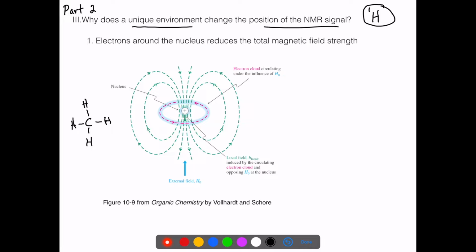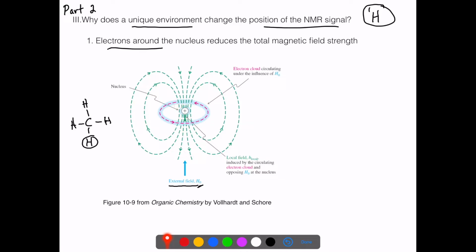So what really happens in something like CH4? Well, the electrons around the nucleus ultimately reduce the total magnetic strength. The electrons are around the nucleus of that hydrogen. Really, it's all four of them, but we'll just pick on that one. Recall that when we take an NMR of these molecules, we put them into a magnetic field. This is the external field here, which we call H0. As a result of being in a magnetic field, we have the nucleus, the proton in the hydrogen, and we also have an electron cloud circulating under the influence of H0.